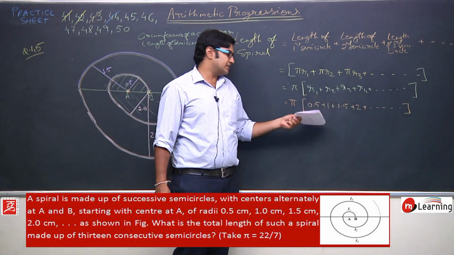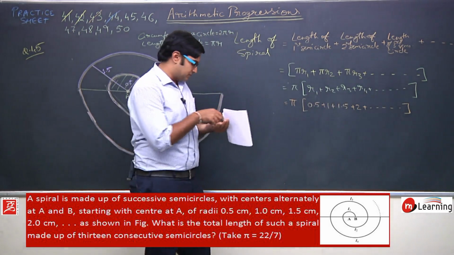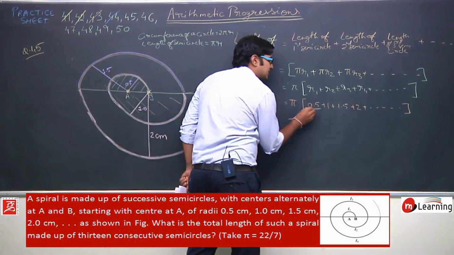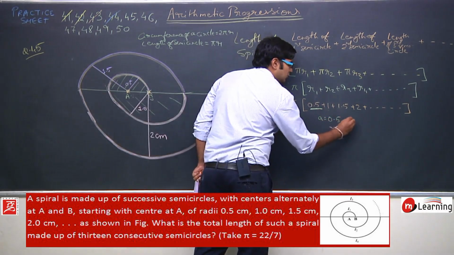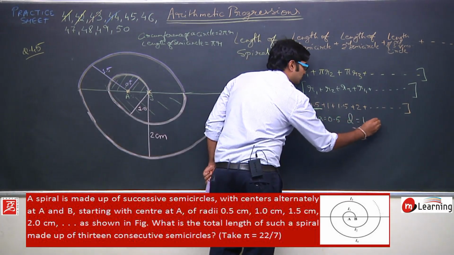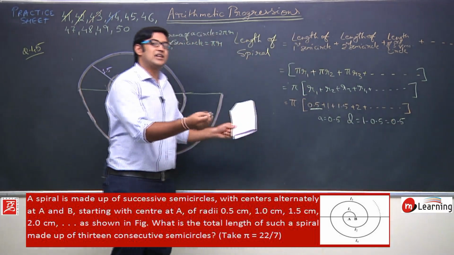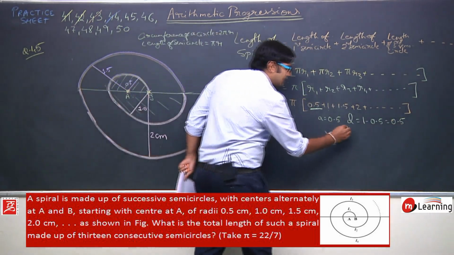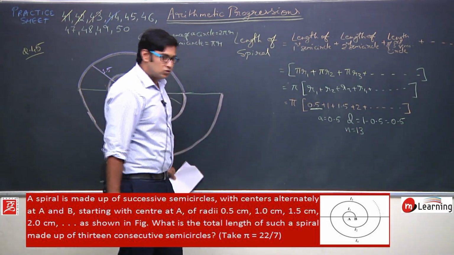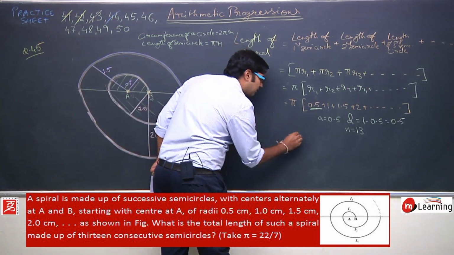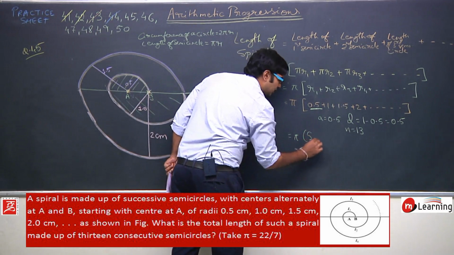There is a special condition in this list. It is following a pattern, the pattern of arithmetic progression. Here I can see the first term is 0.5 and the common difference is 1 minus 0.5, that is again 0.5, and total 13 terms. So I can write n is equal to 13. So what I will simply do is, I will simply write pi into sum of 13 terms, that is S13.